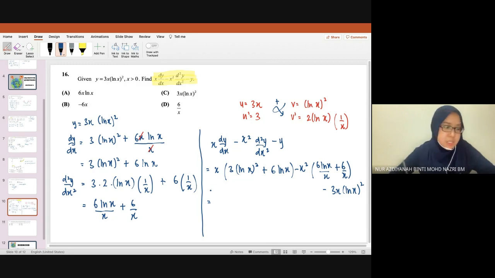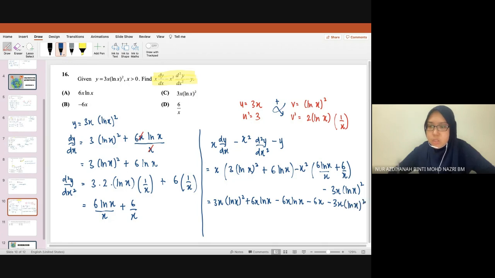Kat sini dapatlah 3x. Okay, we try to expand everything first. Okay, so 3x ln x square plus 6x ln x minus, so x square dengan x bawah ni tinggal x lah. Okay, 6x ln x, so minus juga dengan 6x. Okay, and then minus with 3x ln x all square.